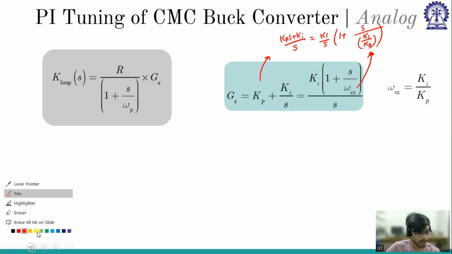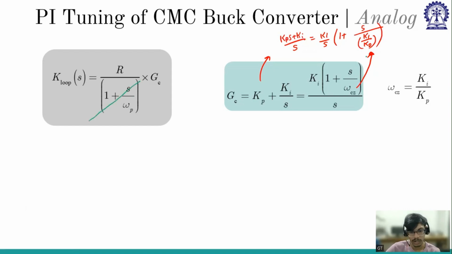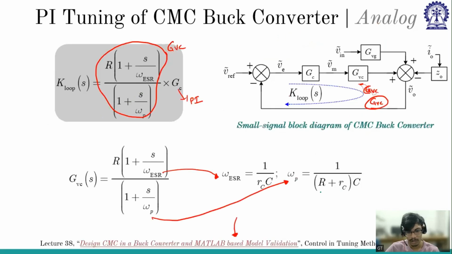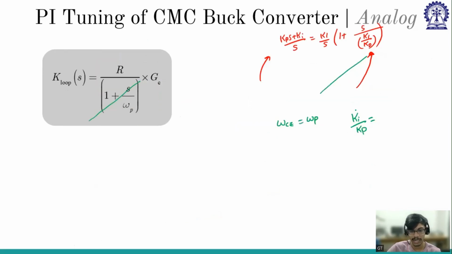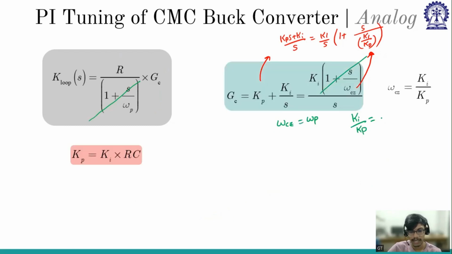Now, if I am performing pole zero cancellation, what pole and what zero do I have? I have one pole here, one zero here. So my expression is omega Cz equals omega P. Omega Cz is Ki by Kp, and omega P I'll get from here: 1 by R plus RC. Say RC you neglect, you consider this to be nearly equal to R, because RC is very small. For ease, if you want to consider it, you are free to. For simplicity, I'm considering it as R. So Ki by Kp is equal to 1 by RC.